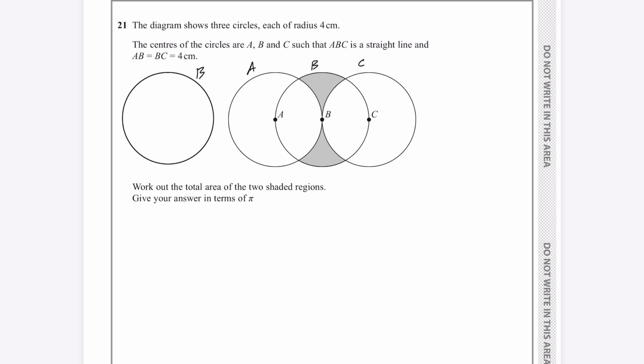So essentially, to find the shaded region, I need to find the area of B, which is the area of the circle, pi r squared. So remember, the formula for the area of a circle is pi r squared. And then I need to take that away from the two other regions inside. So if I just draw that here. Perfect. And that there.